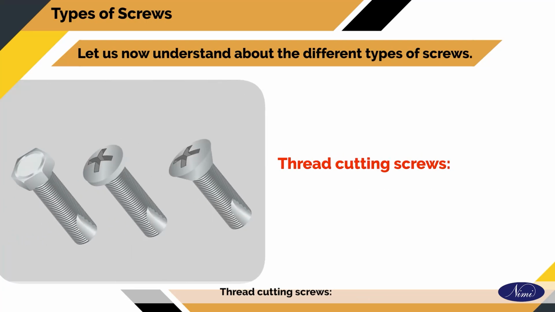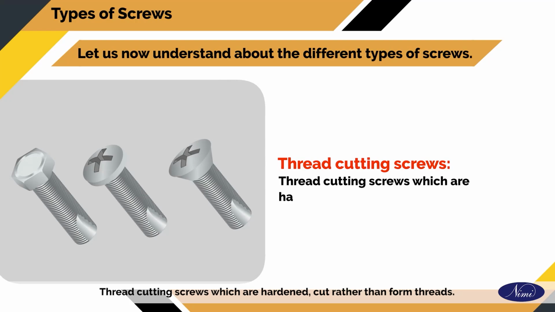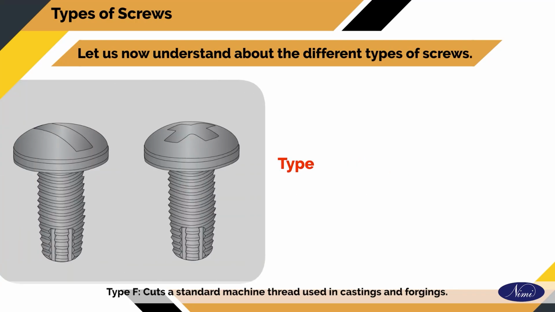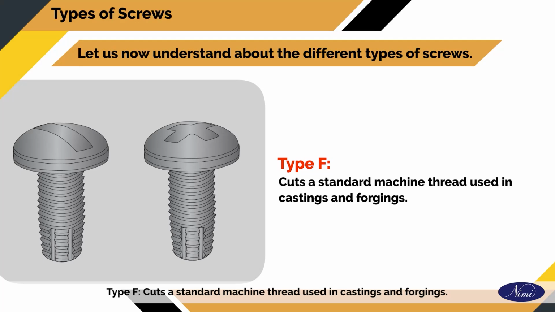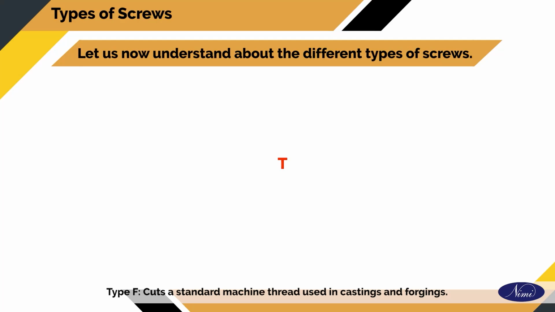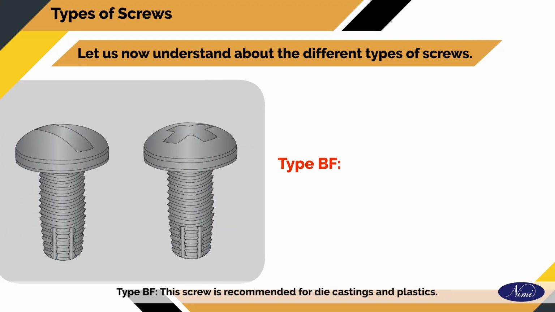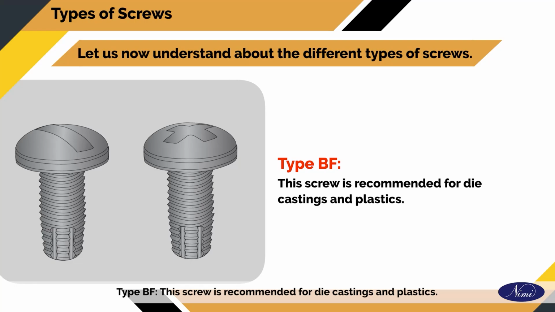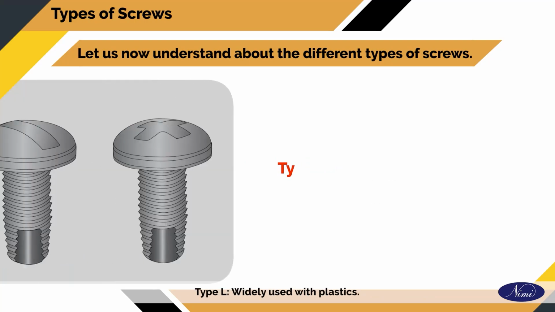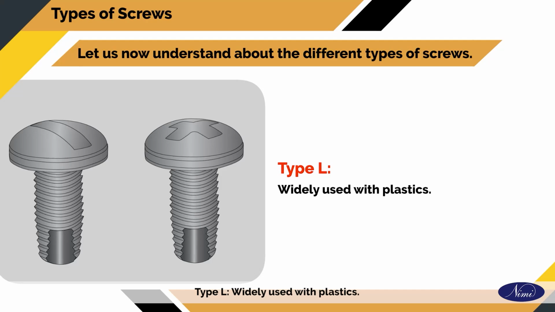Thread cutting screws. Thread cutting screws which are hardened, cut rather than form threads. Type F cuts a standard machine thread used in castings and forgings. Type BF. This screw is recommended for die castings and plastics. Type L, widely used with plastics.